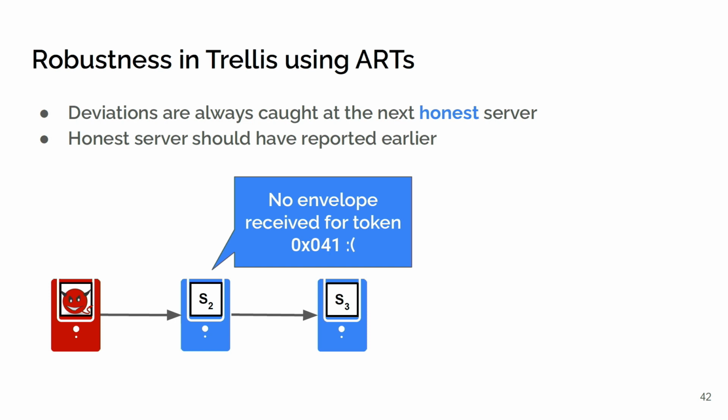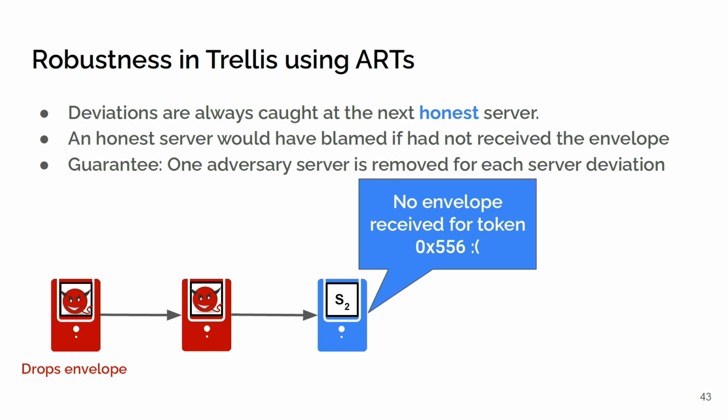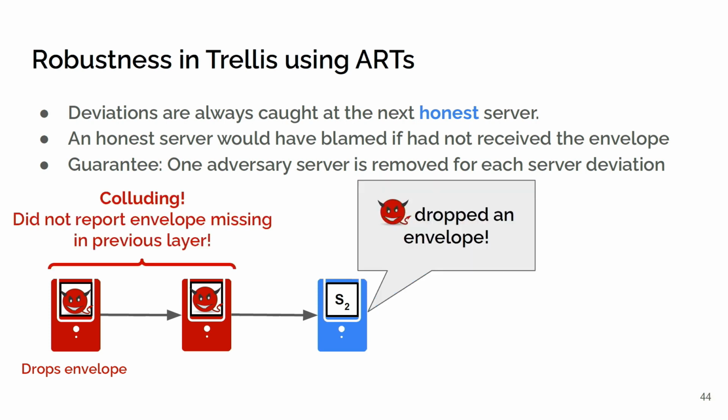It should say, hey, I have a problem, before it starts giving server 3 more envelopes. And if it was honest, it should have done that. But it didn't do that. So what does that mean? That means this server actually was also an adversary, because an honest server would have already blamed. And so what this means is that we can just blame the previous server still, this colluding adversary. So all we're going to guarantee is that one adversary server is removed for each server deviation. And by doing this, it bounds the number of times the adversary can deviate, because the adversary actually has a limited number of servers.